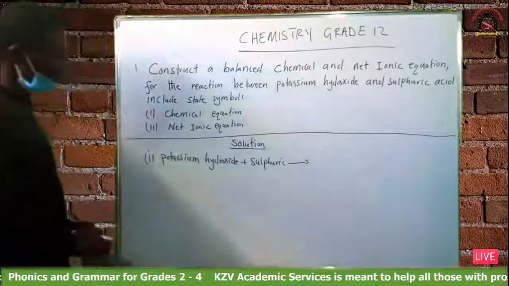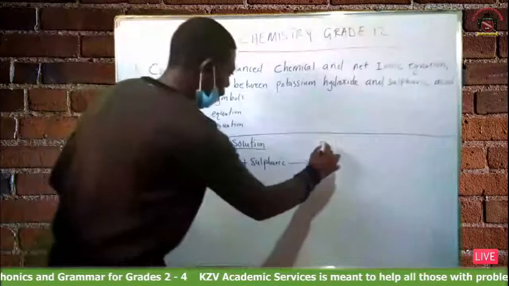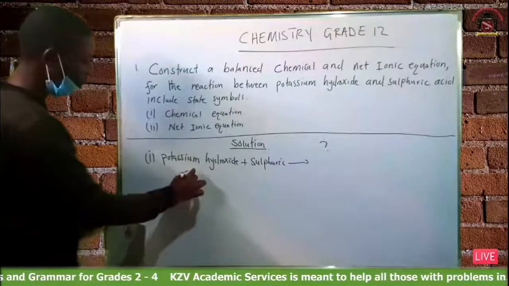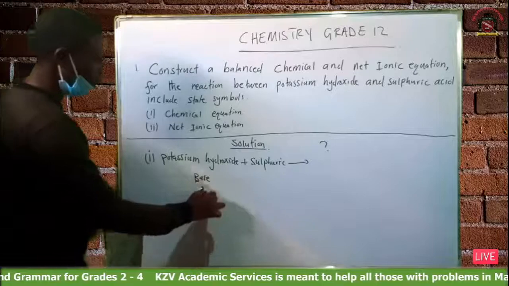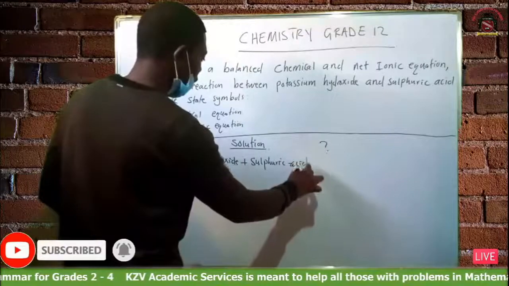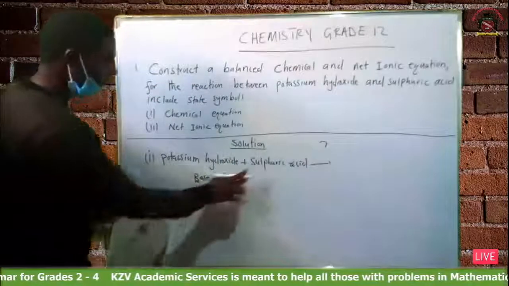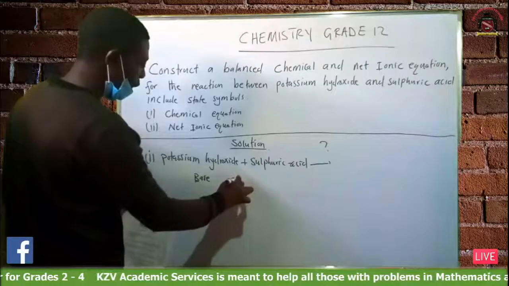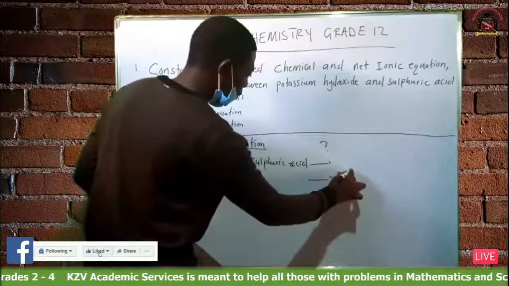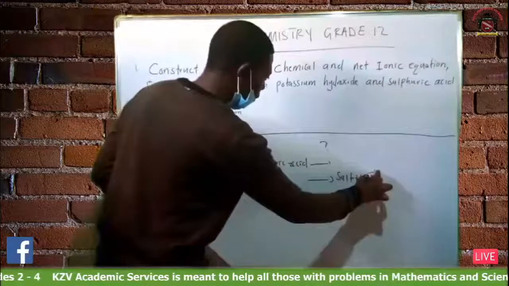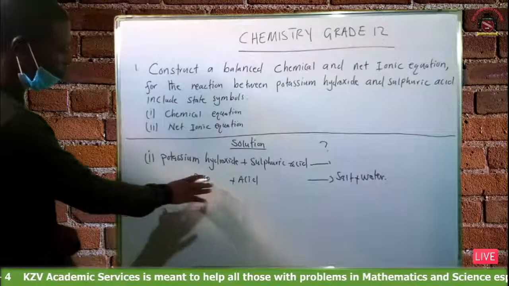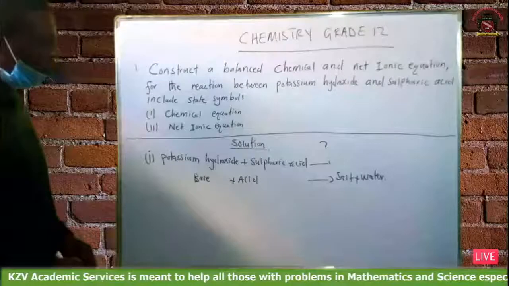Now, we don't know what we get yet, but we should understand this reaction. This is potassium hydroxide, which is a base, okay? And this is sulfuric acid. So we have a base plus an acid, okay? What we are expecting to get is salt plus water. So we have base plus acid, and then what we get is just salt plus water.